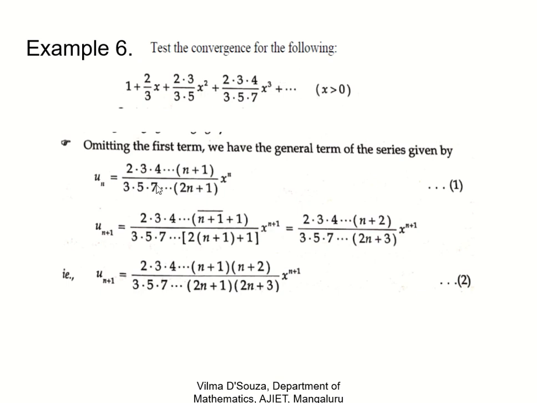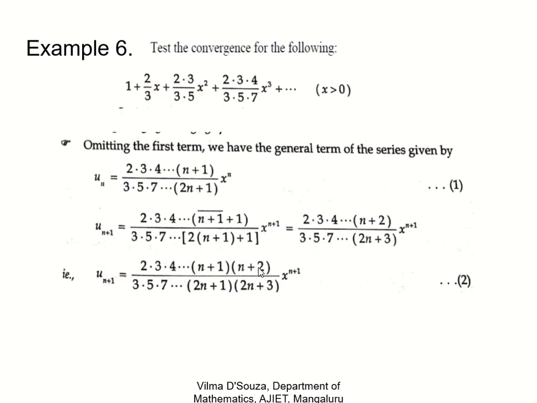So what will be your general term? Numerator: 2 into 3 into 4 into up to n plus 1. Denominator: 3 into 5 into 7 up to 2n plus 1, all odd numbers. For the first term, the first odd number; second term 3 into 5; third term 3, 5, 7 and so on, into x to the power n.